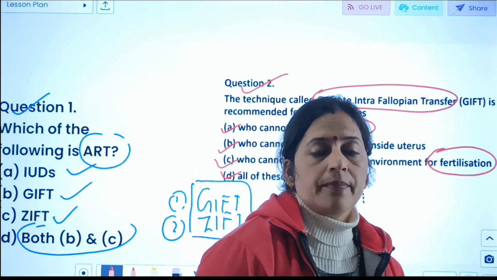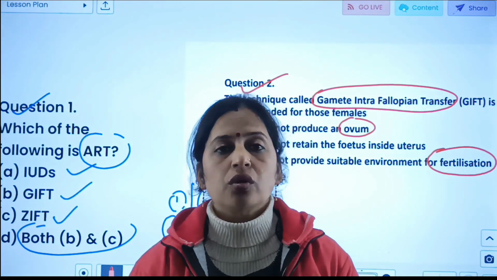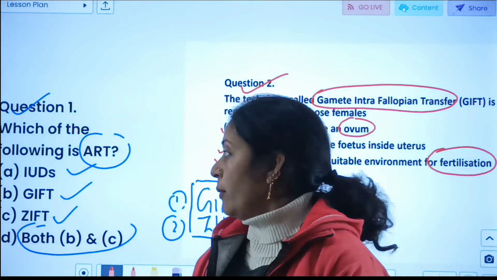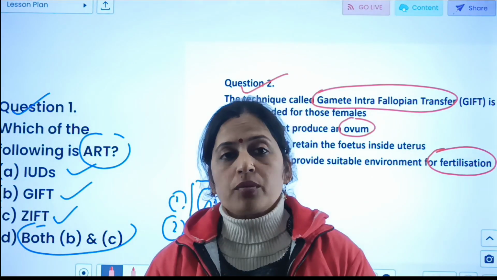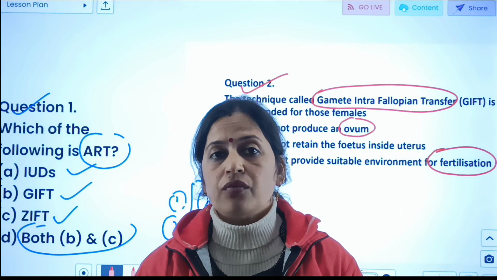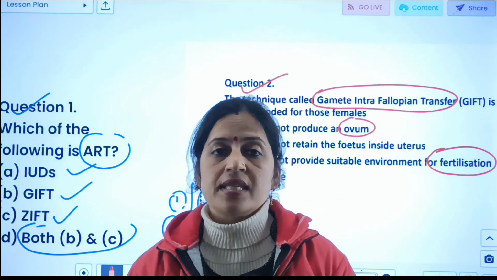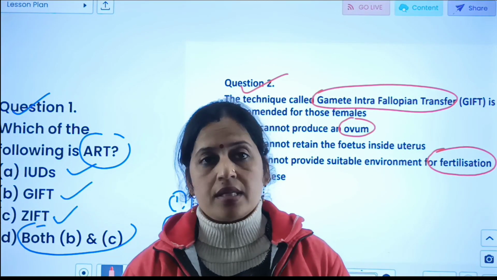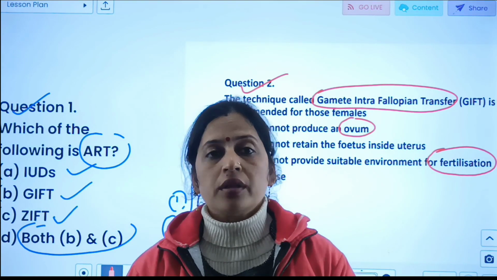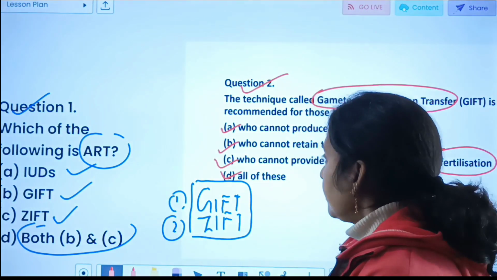That means regarding this question, the technique gamete intrafallopian transfer is applicable for those females. First option, those females who cannot produce an ovum. Second option, those females who cannot provide a suitable environment for the fertilization. And the third one is who cannot retain the fetus inside the uterus. And D is all of these. That means you have to find out which is the correct option for the technique GIFT, that is gamete intrafallopian transfer.